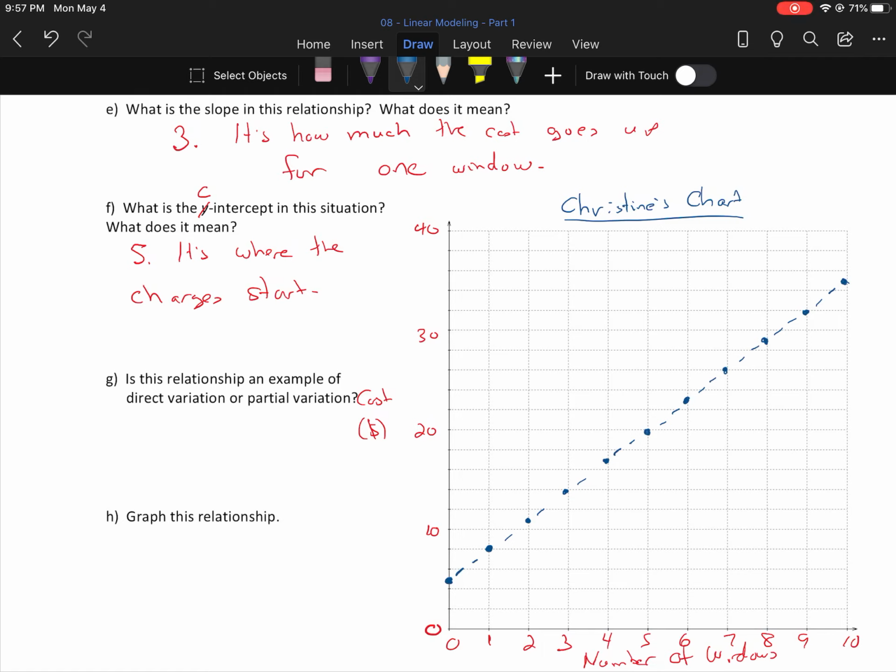And now you're ready at the end to answer G. Maybe you were ready before. Direct variation means it goes directly through the origin. It goes through the point 0, 0. This does not. It starts part way up. So we call this partial variation. It's not just two numbers multiplied together. It has a y-intercept that changes the cost there. If Christine just charged $3 per window and she didn't charge this initial fee of $5, then it would be a direct variation.